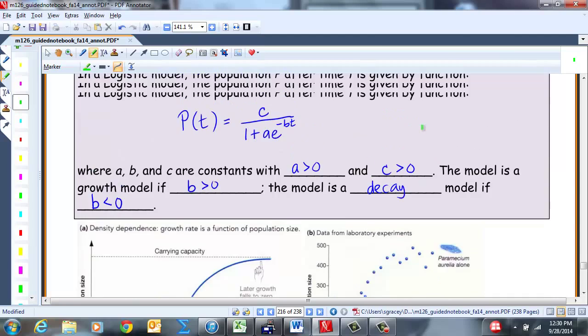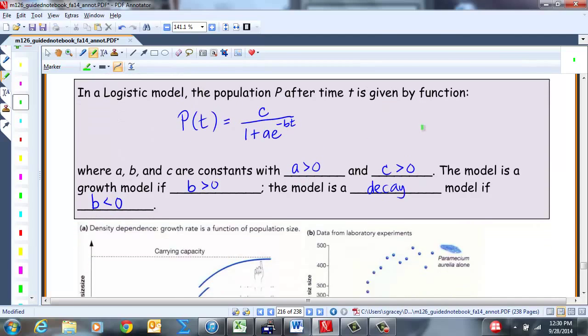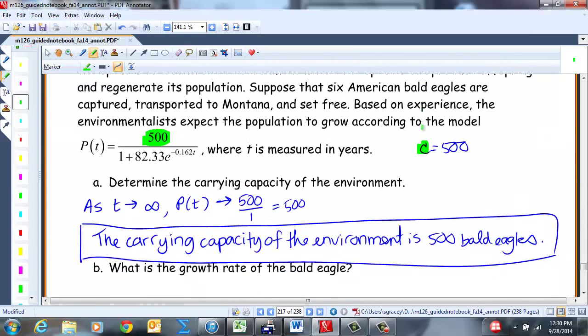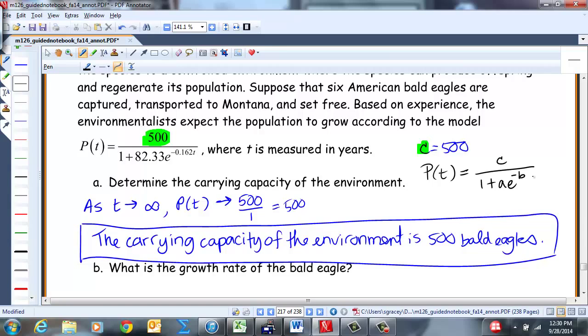Our logistic model. Actually, let's rewrite the general model so you have it. Okay. So here we go. Our general model is P of t is equal to C divided by 1 plus A times e to the negative B times t. Okay. So as you can see, C is here.